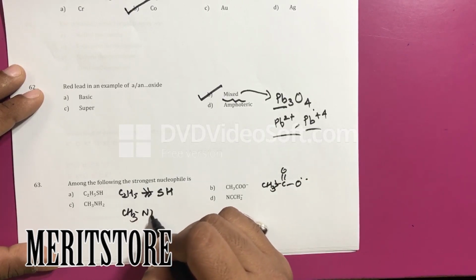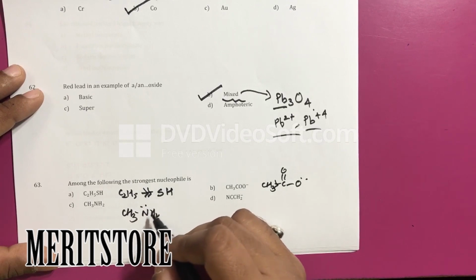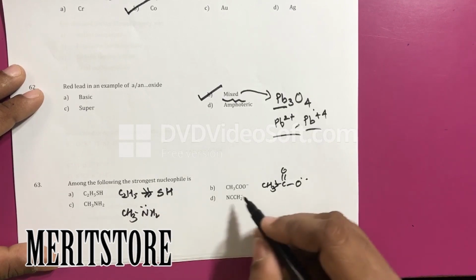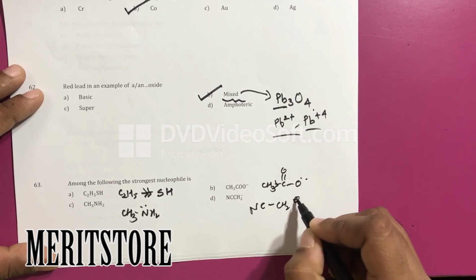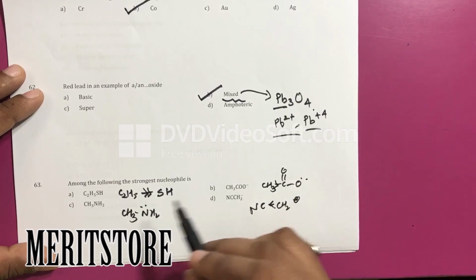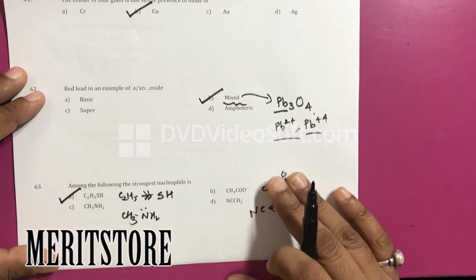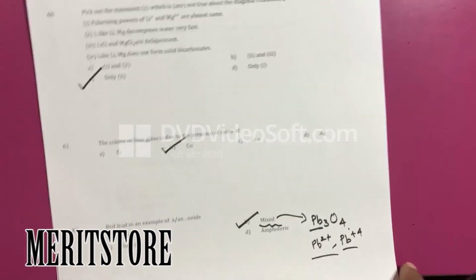But because of the presence of this carbonyl group, this tendency has decreased. Then we have NH2. Compared to the nitrogen, the sulfur can donate electrons very easily. And then we have a cyanide group. The cyanide group shows an electron withdrawing tendency. Therefore, option A can act as the strongest nucleophile.